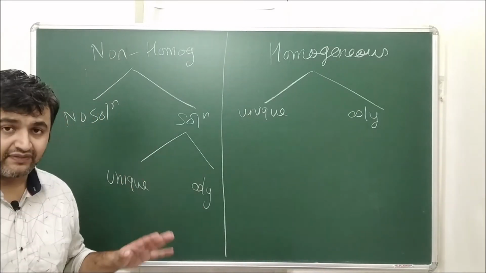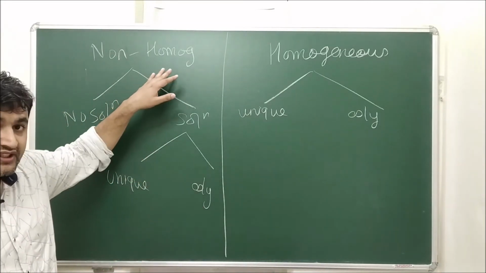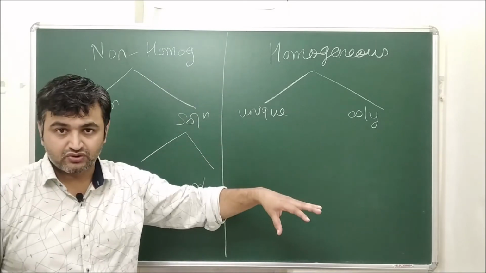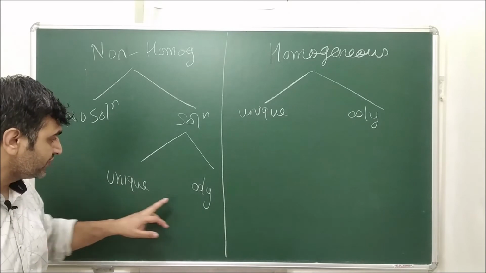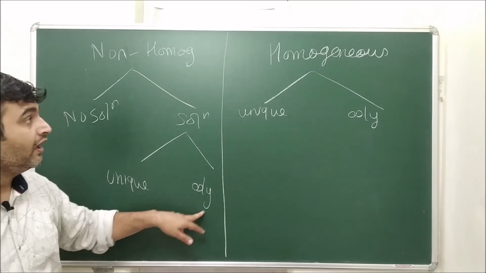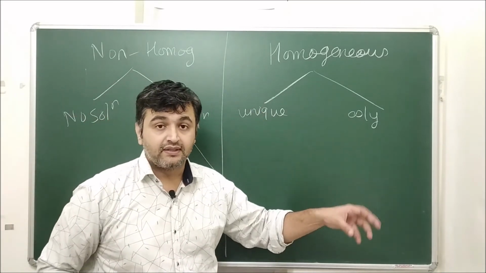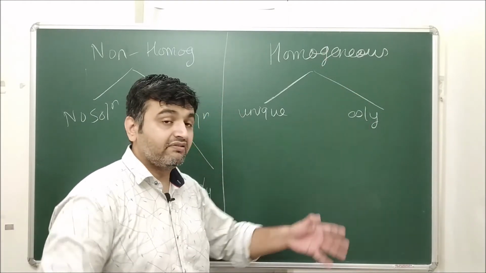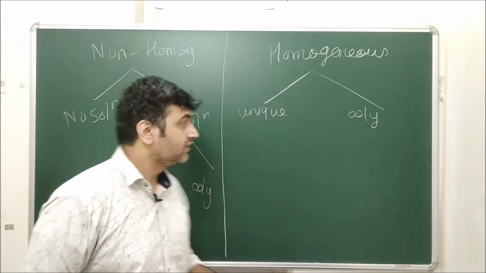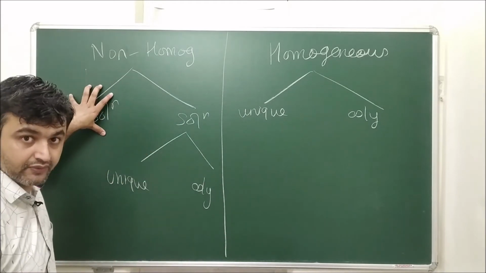Let me tell you one nice fact. When you have a non-homogeneous system, that means the B vector is non-zero, then you have these three possibilities: no solution, unique solution, or infinitely many solutions. But when you have a homogeneous system, that means my right side, the B vector, is completely zero, then it will always have a solution. This case will never occur.